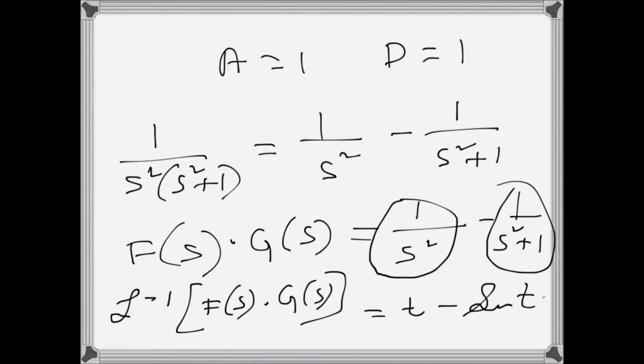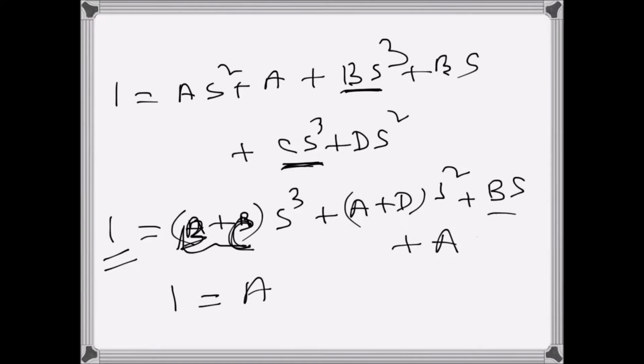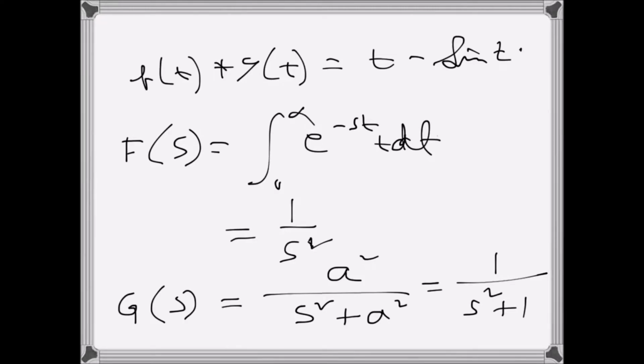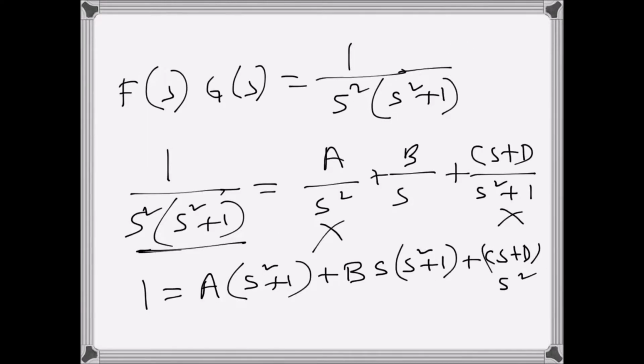So t minus sine t we get as the inverse Laplace transformation of the Laplace transformed product of the two functions, and this is the same as the convolution we got using the conventional integration. I think I wrote it here. Yeah, we did in the previous video. So this is exactly what we are getting using the convolution theorem.